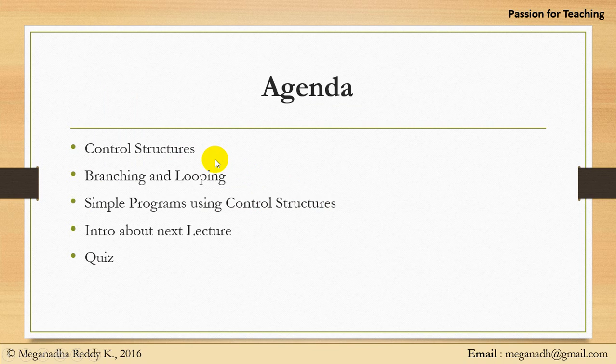First, we will start with what control structures are, and we will discuss the classification of control structures into branching and looping, and see which category falls under branching and which under looping. Then we will learn simple C# programs using these control structures, and we will also see an introduction to the next lecture.